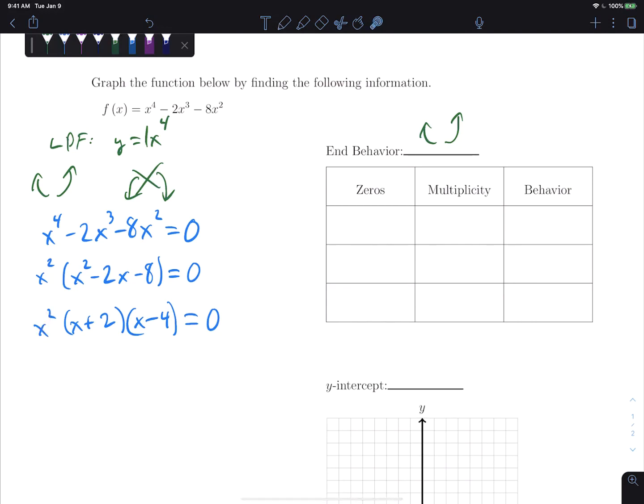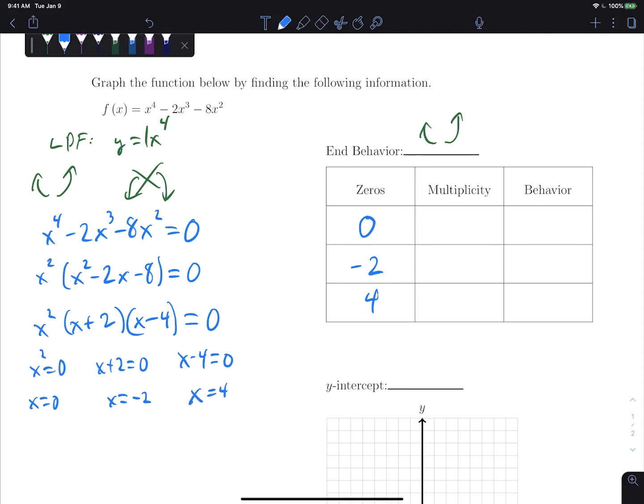Fantastic. And at this point, we just look at this and write down the zeros if you want. So x squared means we have a zero of 0. x plus 2 means we have a zero of negative 2. And x minus 4 means we have a zero of positive 4. Or if you don't like that, set each factor equal to 0 and solve. The first one, you get x equal to 0. The second one, you subtract 2, so you get x equals negative 2. And then add 4, so you get x equals 4. Awesome.